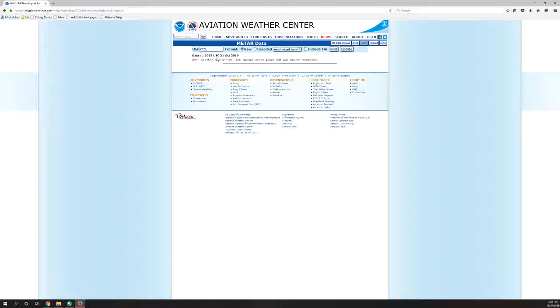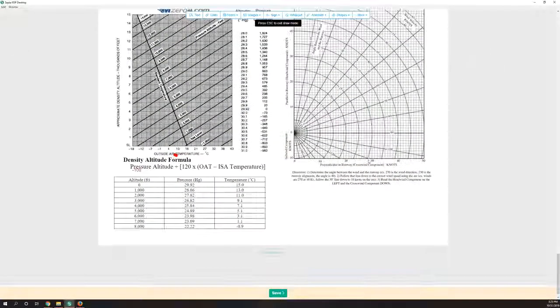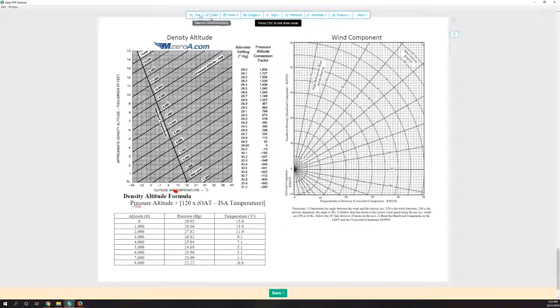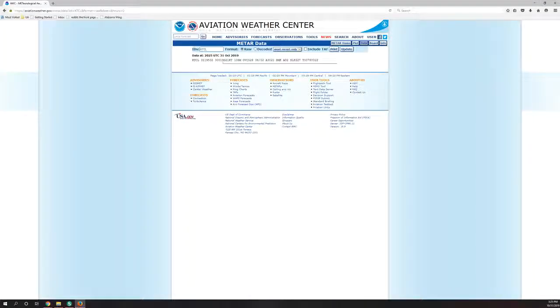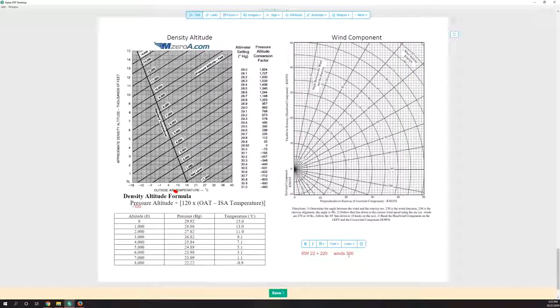On a day like today, we probably land on 30, but let's say for this sake that we're going to land on runway 22. If we're landing on runway 22, it's going to equal a 220, and the winds right now are coming out of 330 at 13 gusting 21. So in this case, we have an 80 degree wind angle between our runway and the wind.